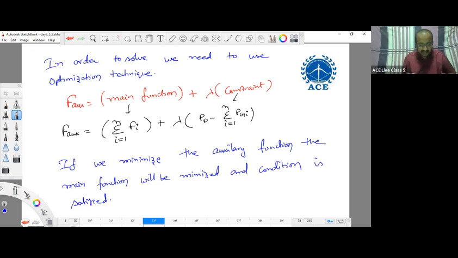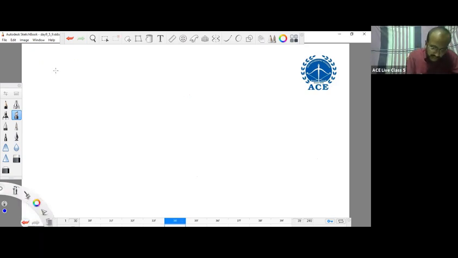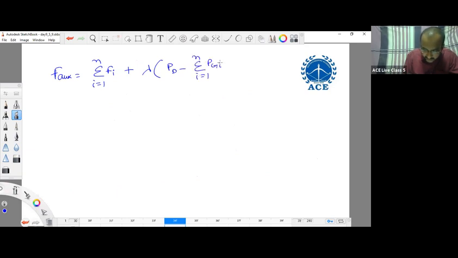So how to minimize this auxiliary function? What we got here: F auxiliary is equal to sigma i equal to 1 to n Fi plus lambda into PD minus sigma i equal to 1 to n Pgi. So how do you minimize this? Differentiate the auxiliary function with respect to Pgi. Minimization is obtained by differentiation. So here we will apply partial differentiation, dF auxiliary by dou Pgi. Differentiate with respect to the real power generation and equate to 0.